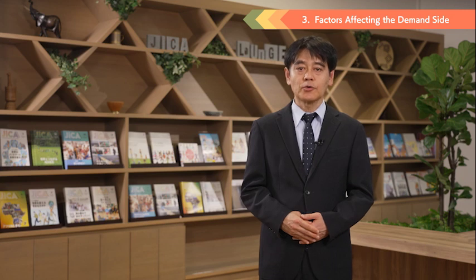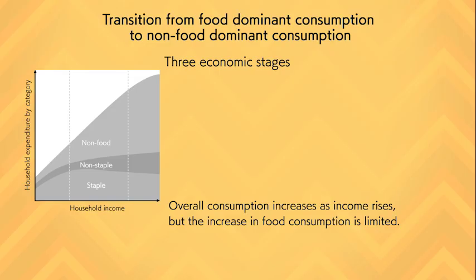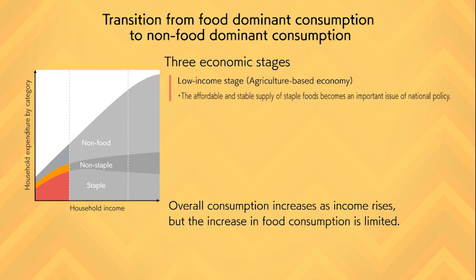Next, let's take a look at consumption trends according to income, with the main focus on food purchases. At the low-income stage, food accounts for the majority of household expenditure, with a particularly high proportion spent on staple foods. When the national economic level and the income of the majority of the population is low, the affordable and stable supply of staple foods becomes an important issue of national policy.